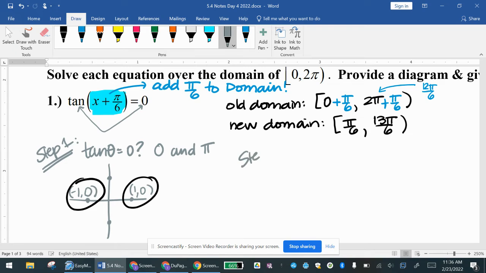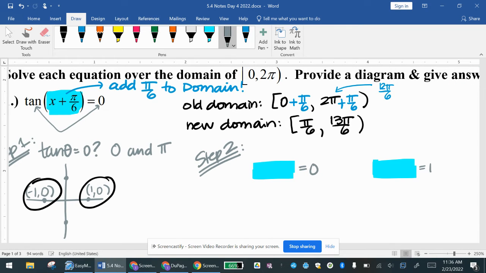In step 2, that's when we bring back the x plus pi over 6. So what you're going to do is set an equation of x plus pi over 6 equal to each of the answers you got from part 1. So one of the answers we got for part 1 was 0. The second one was pi. So you're going to set your angle of x plus pi over 6 equal to that.